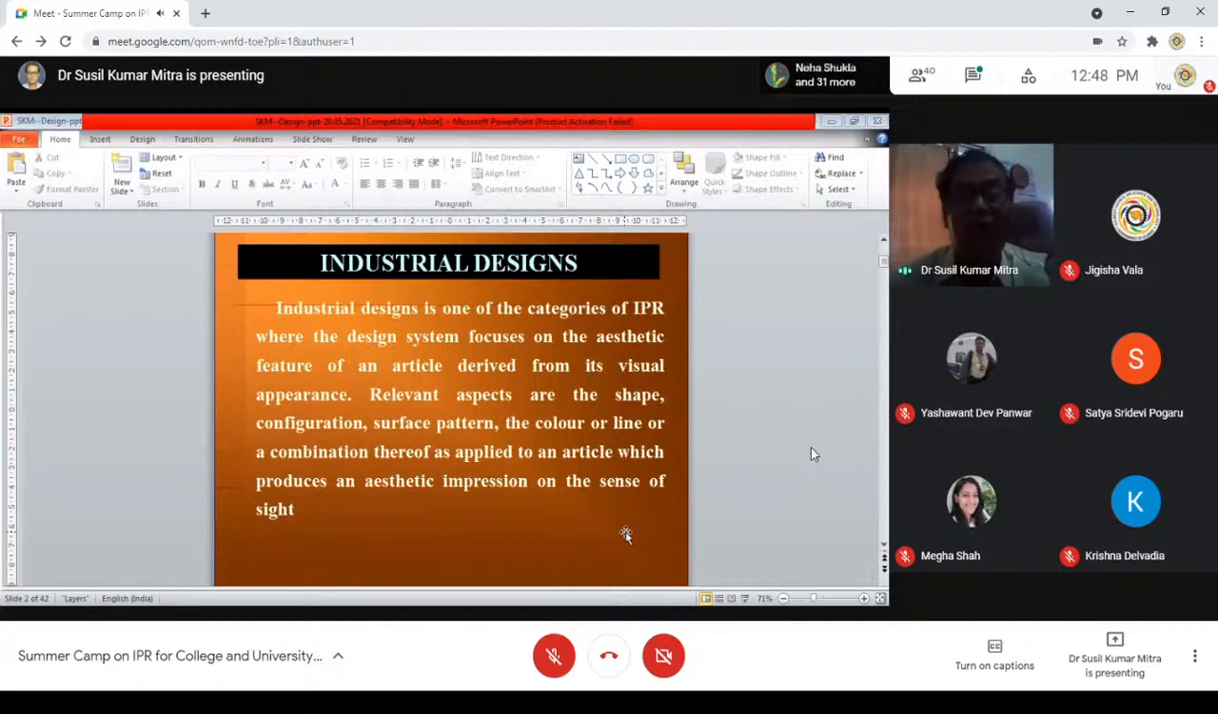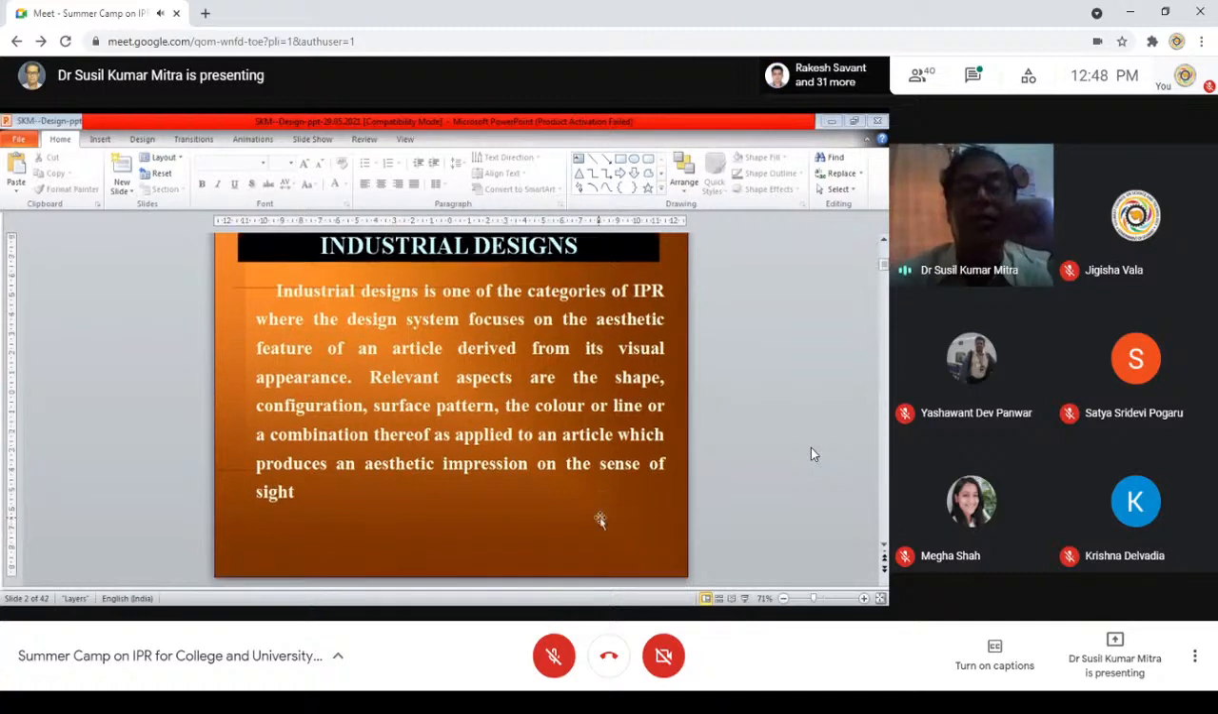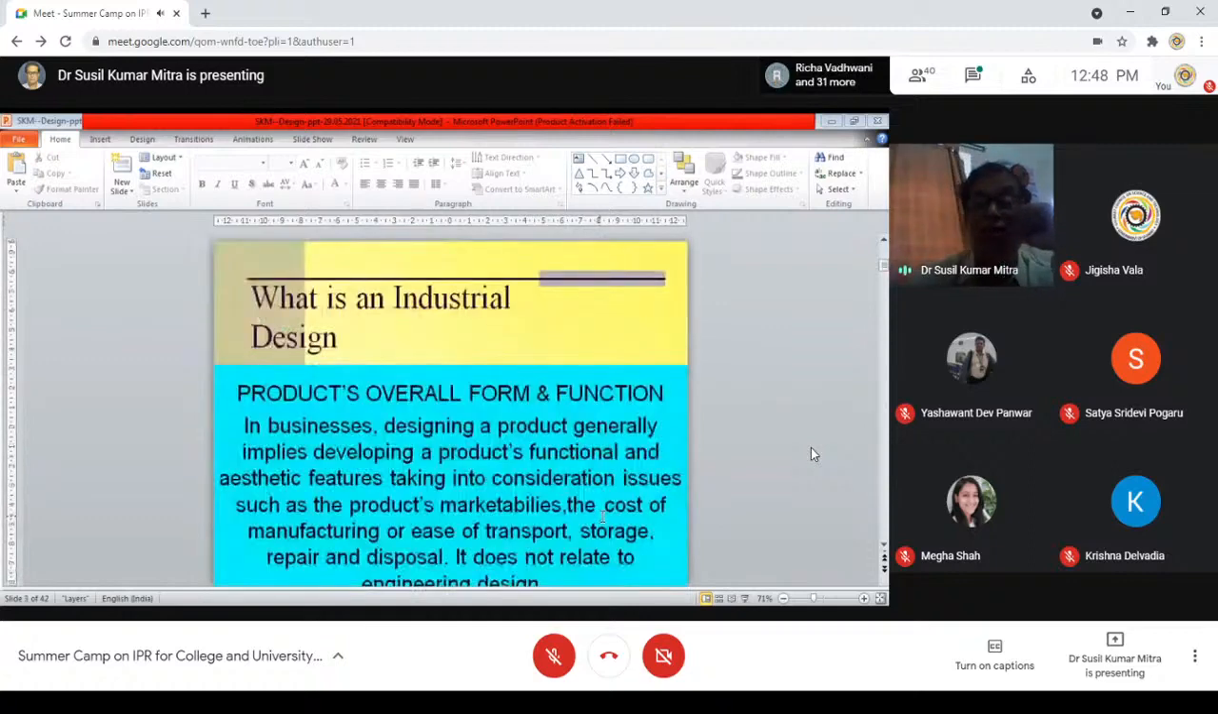It covers the visual appearance; the relevant aspects are the shape, configuration, surface pattern, color, line, or combination as applied to the article, which creates an aesthetic impression on the sense of sight for capturing the marketing of that particular article. Why? Because industrial design is a product of the overall form and function.